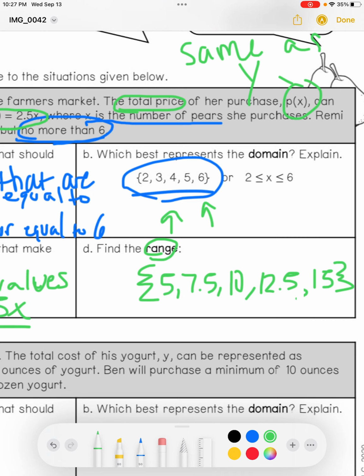So let's just review because it was probably a lot. Before we hop into the second one, let's try to understand what we did to get our answers here.